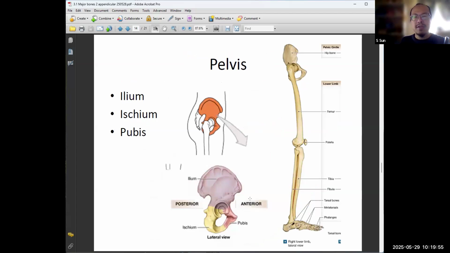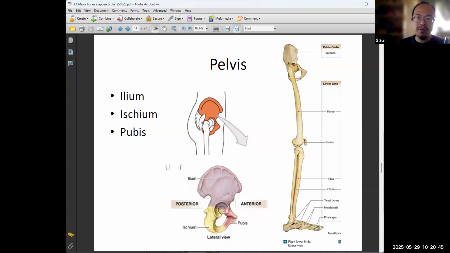The appendicular skeleton is basically the upper limb and the lower limb. Everything about the lower limb starts with the pelvic girdle. You have the hip bone, and the hip bone provides the base for the hip joint. The hip joint is the joint for your leg to move. Here is the femur, and your knee has the bone called the patella, and then the lower portion of your leg is the tibia.